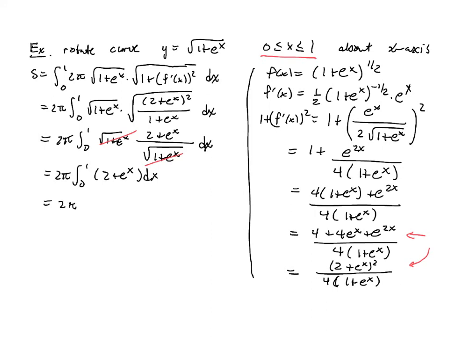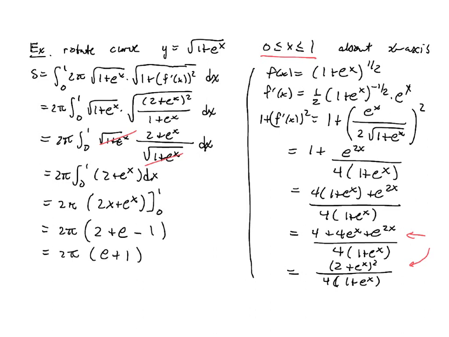2 pi times 2x plus e to the x evaluated from 0 to 1. We have 2 pi times 2 plus e minus, whoops, not minus up there, but minus 1. So we end up with 2 pi times e plus 1 units squared, since we're computing surface area, which is a very nice clean formula for this surface area.